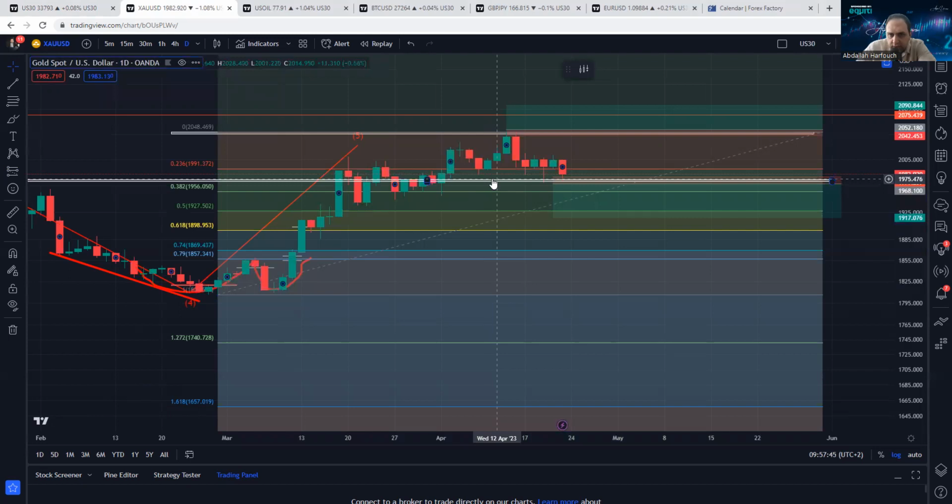Then we have the sell, it will be around 1968, with the stop loss around 1975. TP1 1967, TP2 the 38.2% retracement, which is 1957, to be on the safe side.